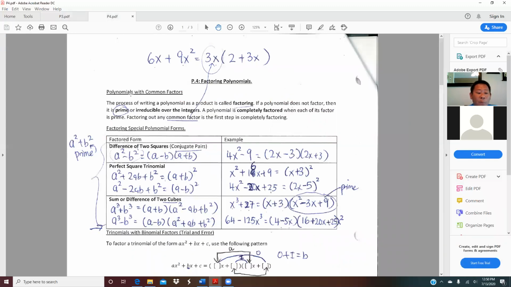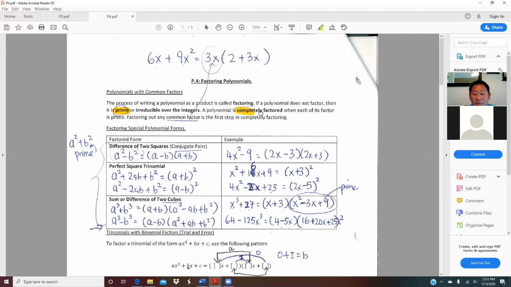So polynomials have common factors. So we can write polynomials as a product, as a multiplication, and we call that factoring. If a polynomial does not factor, we call that prime, or irreducible over the integers, but we always say prime. So not all polynomials can be factored. So if it's not factorable, we call it prime.